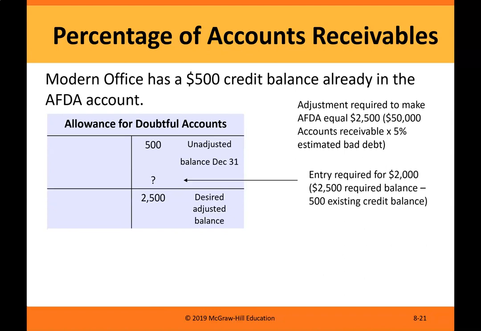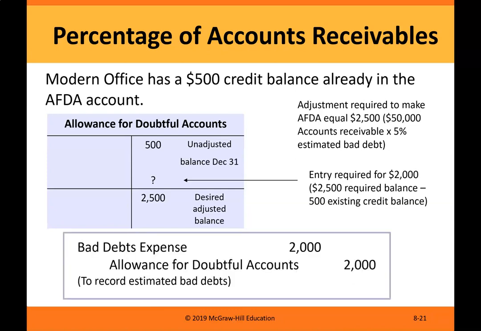The adjustment required to make the allowance for doubtful accounts equal $2,500 is the entry for $2,000: $2,500 required balance, less $500 existing credit balance. Bad debt expense $2,000, credit allowance for doubtful accounts $2,000, to record estimated bad debts.